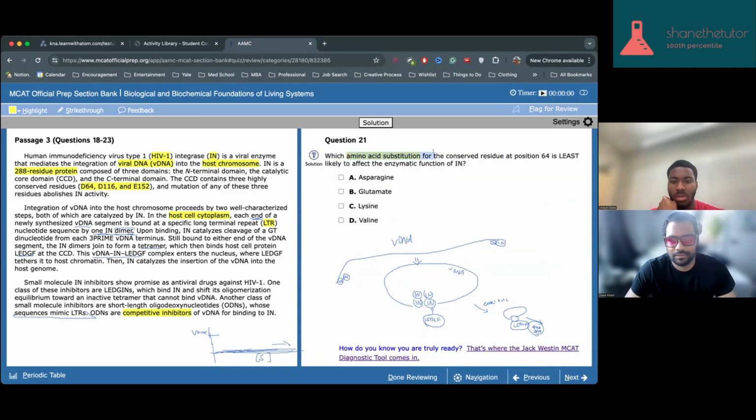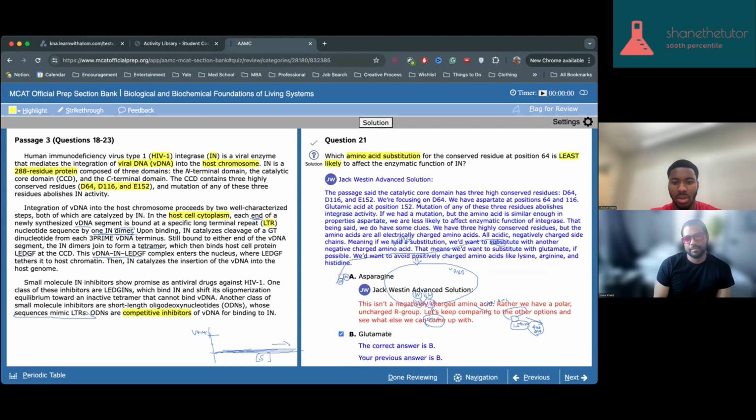Okay, an amino acid substitution for the conserved residue at position 64 is least likely to affect... The way I would reword this is: what wouldn't change the function, based on quality. Position 64 is aspartic acid. So least likely is glutamate, because they're both negatively charged. Perfect.